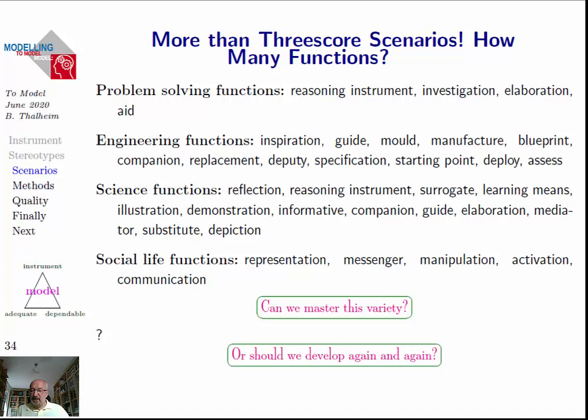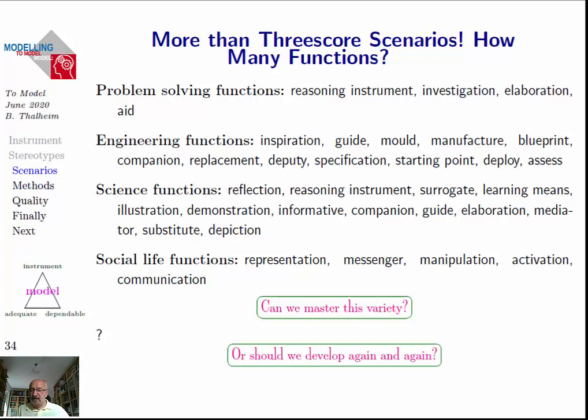Should we develop for each of these scenarios, for each of these functions, a special set of methods? That would not be the right way. For this reason, I would like to use our stereotyping, which we introduced in the first part of this lecture, for developing scenarios that can be considered as generic scenarios.